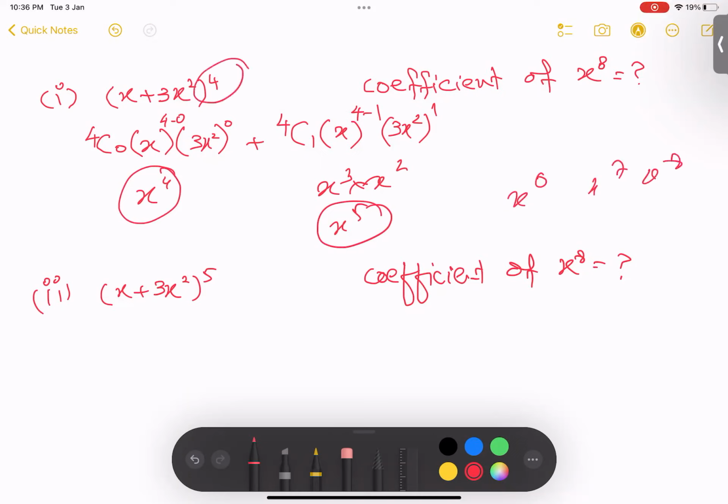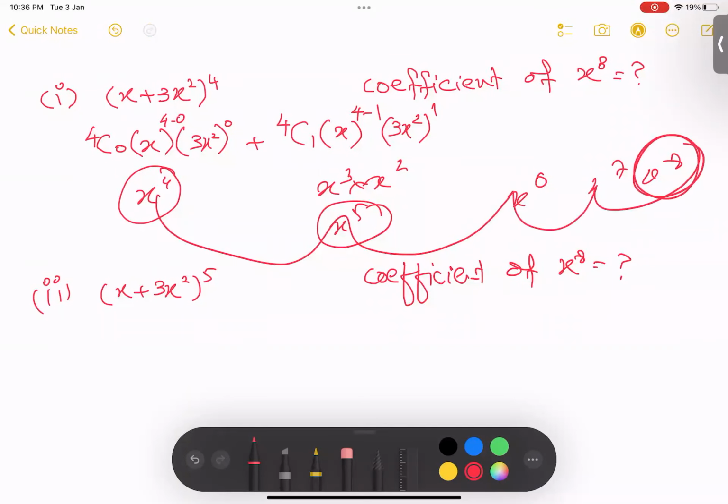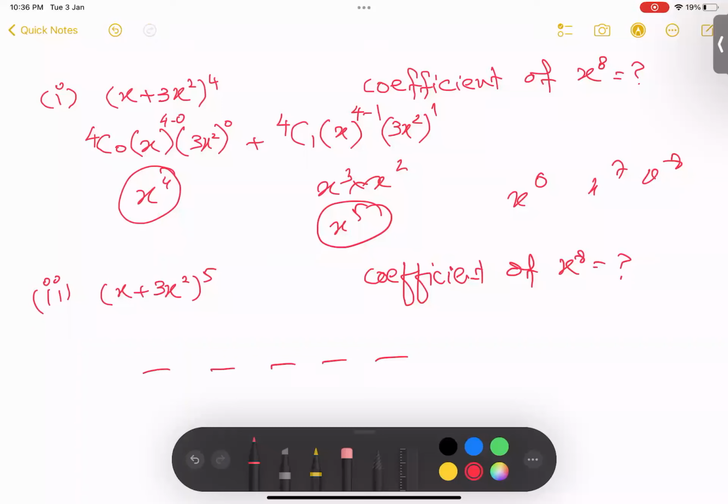And you know, the power is 4. When the power is 4, there are 5 terms: 1, 2, 3, 4, 5. So I'm going from the first term, second, third, fourth, fifth. I'm going from this corner, then I reach the fifth. But if I make a small change, there is no need to go from the left side. I can go from the right side also. What is that technique? It is one simple technique.